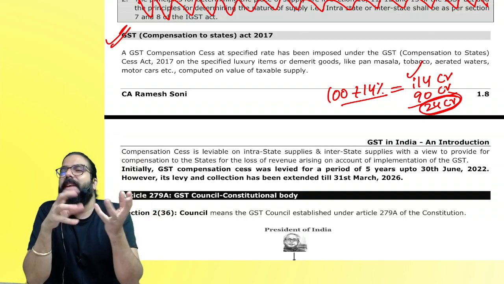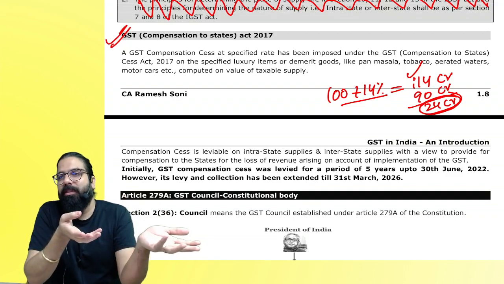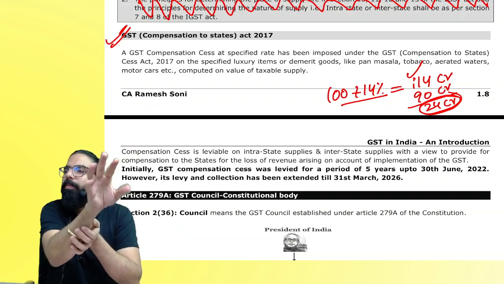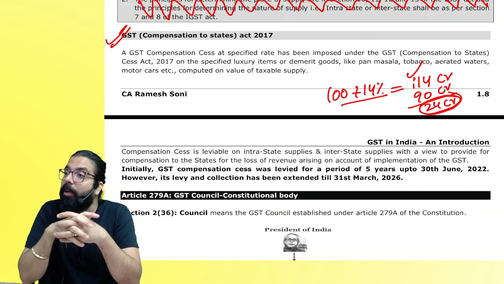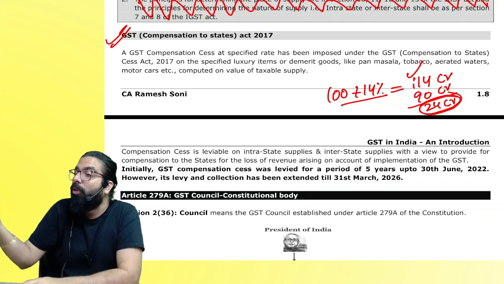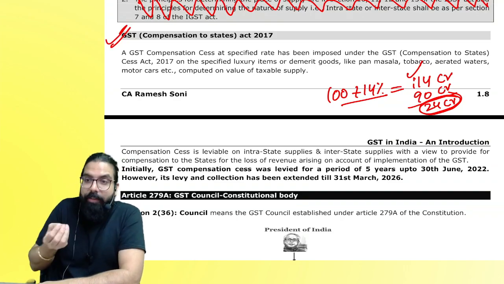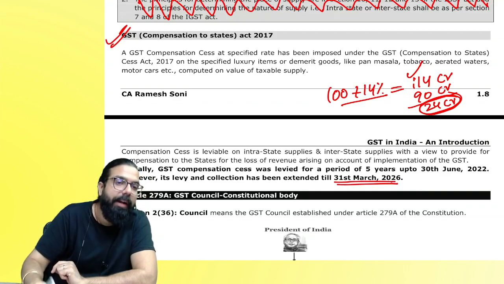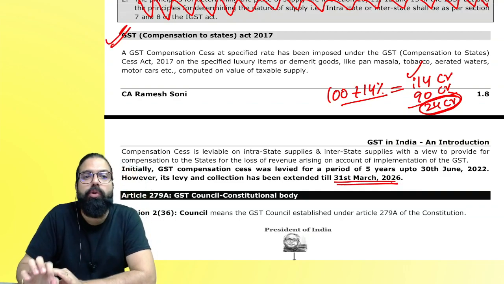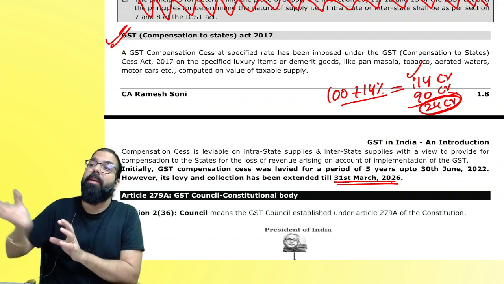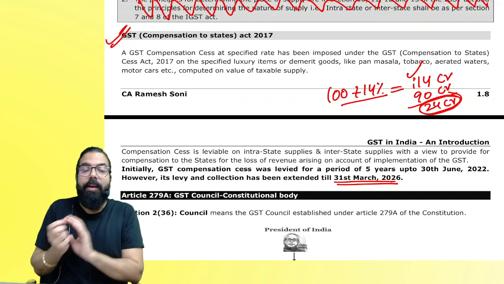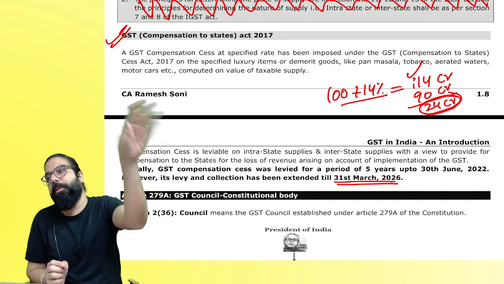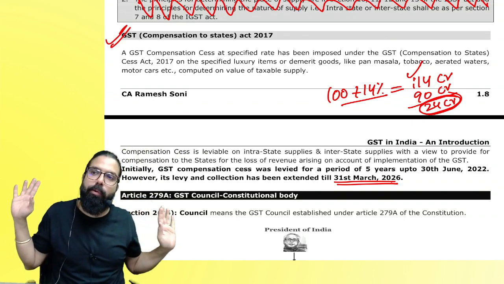Tell me one thing, for how many years? 5 years. Government told once GST will come in 2017, for 5 years we'll take care of you. Any loss we'll give. After 5 years, government is thinking, why not collect from Bakra? Let's keep collecting, no? And hence, now government has extended it. It is now till 31st March 2026. Government will collect GST compensation cess, and whichever state is having loss because of GST, they will compensate. Did you guys understand, everyone?